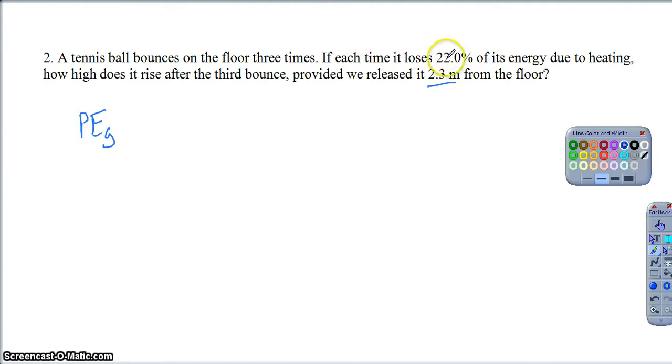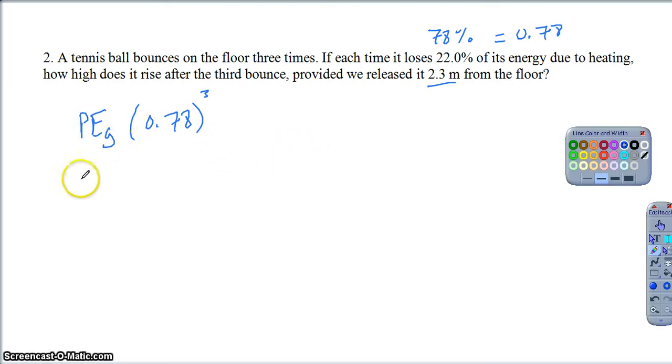But then they're telling me that after each bounce, it's losing 22% of its energy. Well, the way that I'm going to think about that is, if it's losing 22% of its energy, doesn't that mean it's remaining at 78% of its energy, or 0.78 times whatever it originally started with? So each time I'm going to multiply my energy by 0.78. I know it bounces 3 times, so I would multiply by 0.78 three times, or simply 0.78 to the third power.